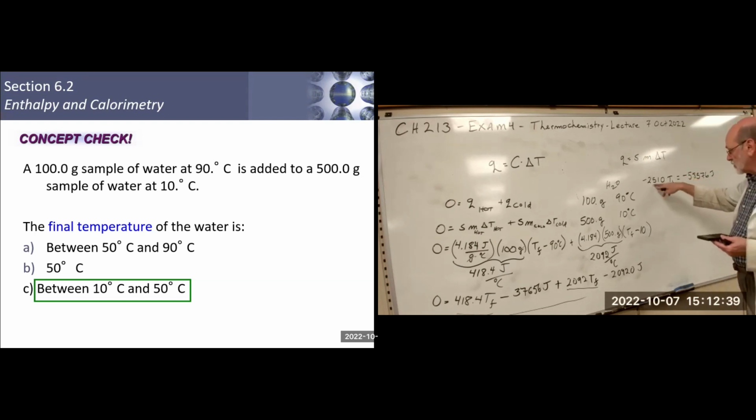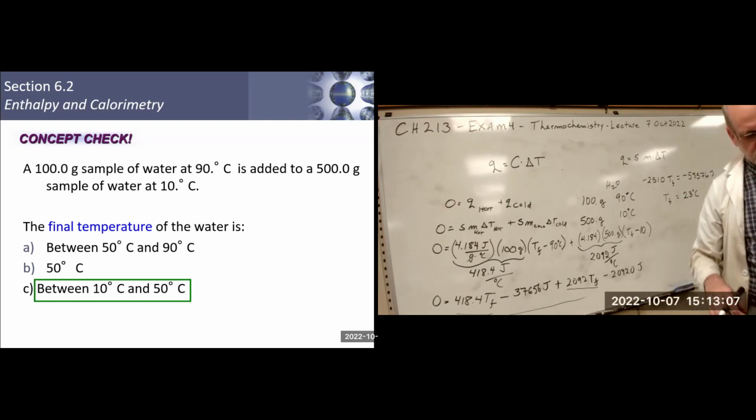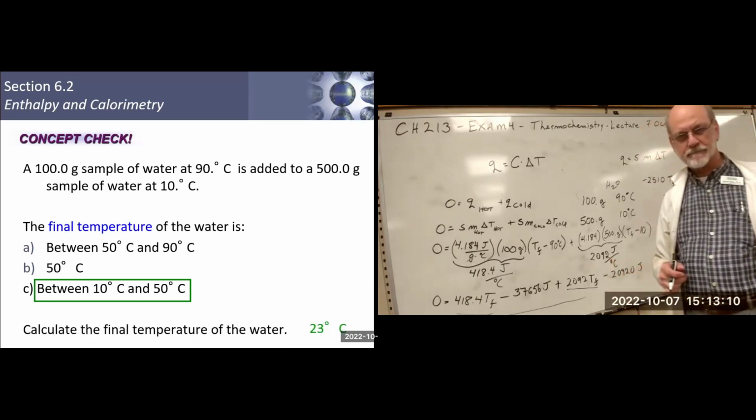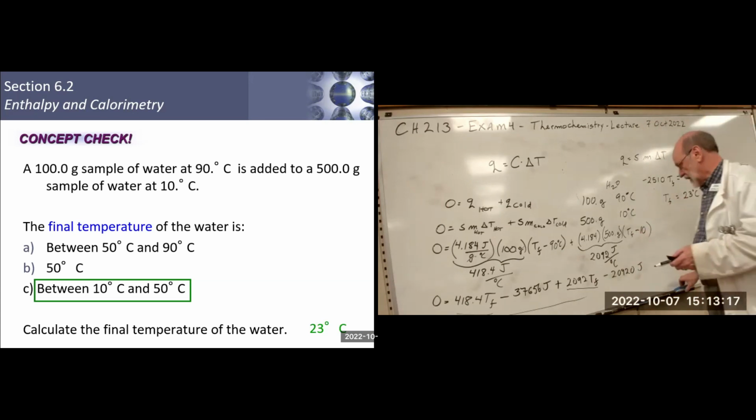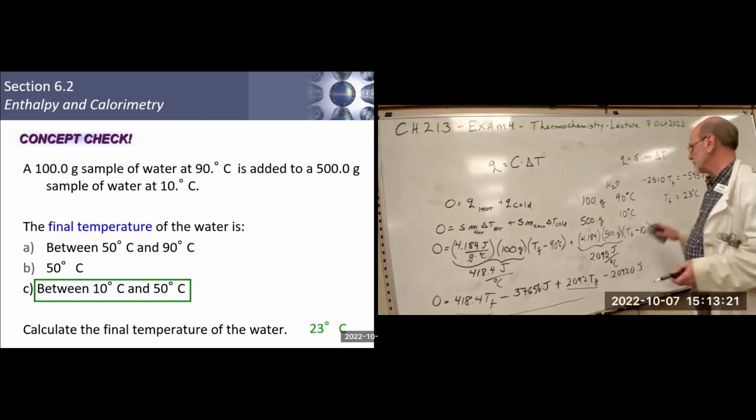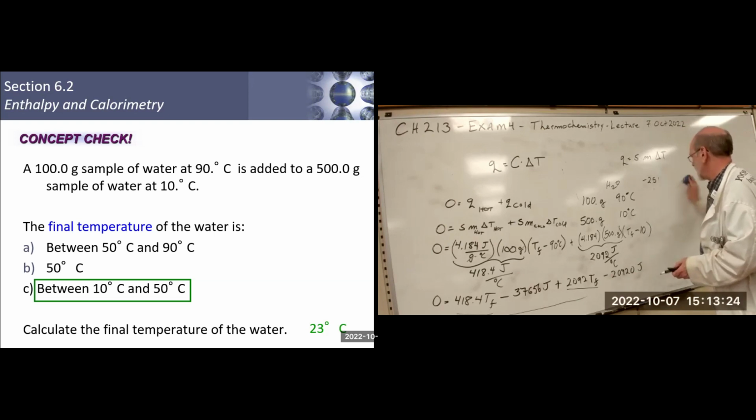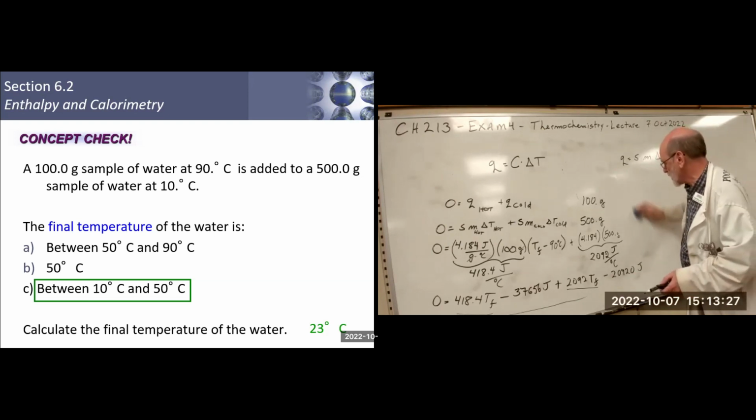Now what do we do? Well, we divide both sides by minus 2510, and that gets rid of the negative sign and leaves us with 2510. And that's 23 degrees C. So the final temperature should be 23 degrees Celsius. Okay? I know it looks like a lot of work, and it is. And it helps if you've had algebra and you can solve for unknowns. And that's the same type of procedure we use with every calculation.